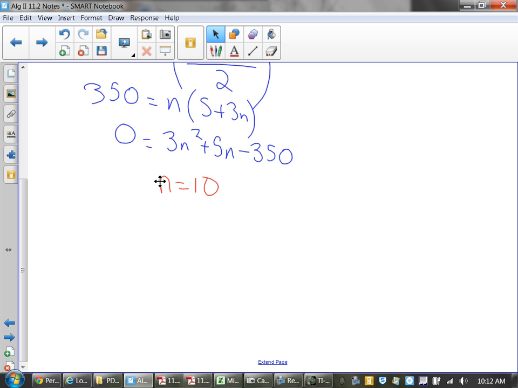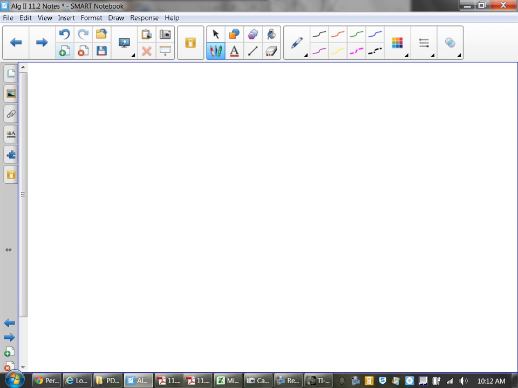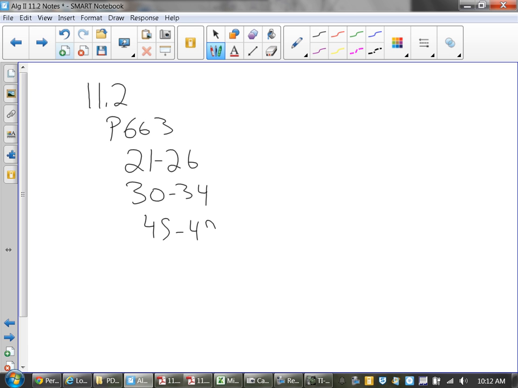So I've got a couple of these for you guys to try out tonight. This is 11.2, page 663, 21 to 26, 30 to 34, 45 to 48. Do those, please.